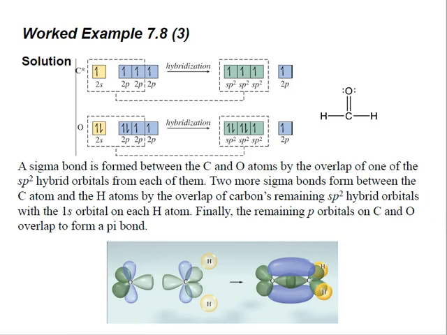What we have with this is a sigma bond will be formed between the carbon and oxygen atoms by the overlap of one of the sp2 hybrid orbitals, and I'll show you a picture below, which, don't get overwhelmed by the picture. This is more organic chemistry down at the bottom. 2 more sigma bonds form between the carbon atom and the hydrogen atoms by the overlap of carbon's remaining sp2 hybrid orbitals with the 1s orbital on each hydrogen atom. Finally, the remaining p orbitals on carbon and oxygen overlap to form a pi bond.